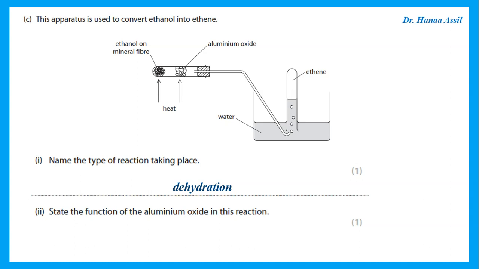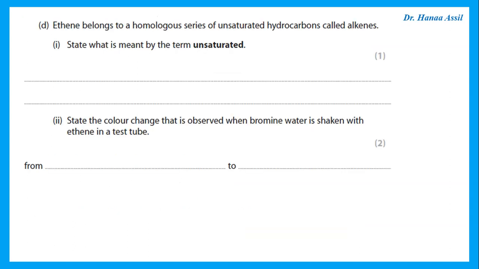What are the conditions for dehydration? We need the aluminum oxide to act as catalyst. Remember, in dehydration, what is happening is we're changing ethanol to ethene. What are the conditions? We said we use aluminum oxide catalyst and heat.